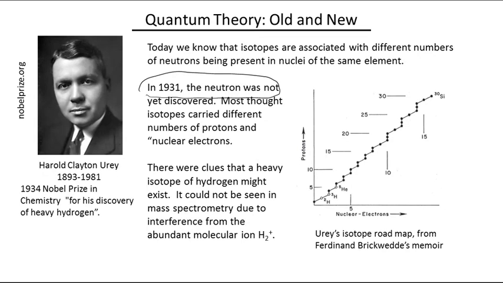matter was thought to be made, atoms were thought to be made of protons and electrons. A neutron was not known, but there was this curious phenomenon that many elements had constituents that had slightly different masses. They were chemically similar, but they had slightly different masses.